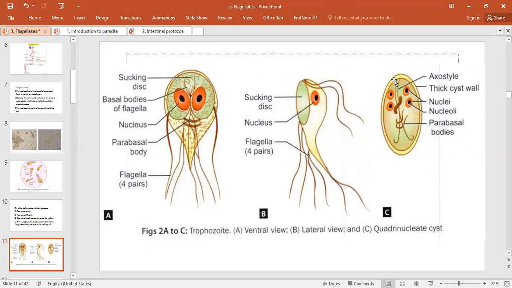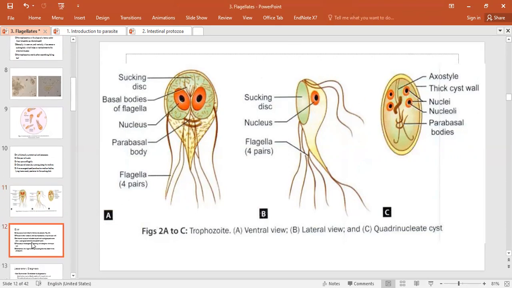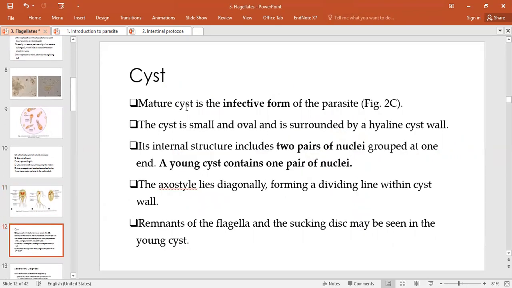Hyaline is like clear. Hyaline cyst wall. The cyst, mature cyst, is the infective form of the parasite. The mature cyst is the infective form.